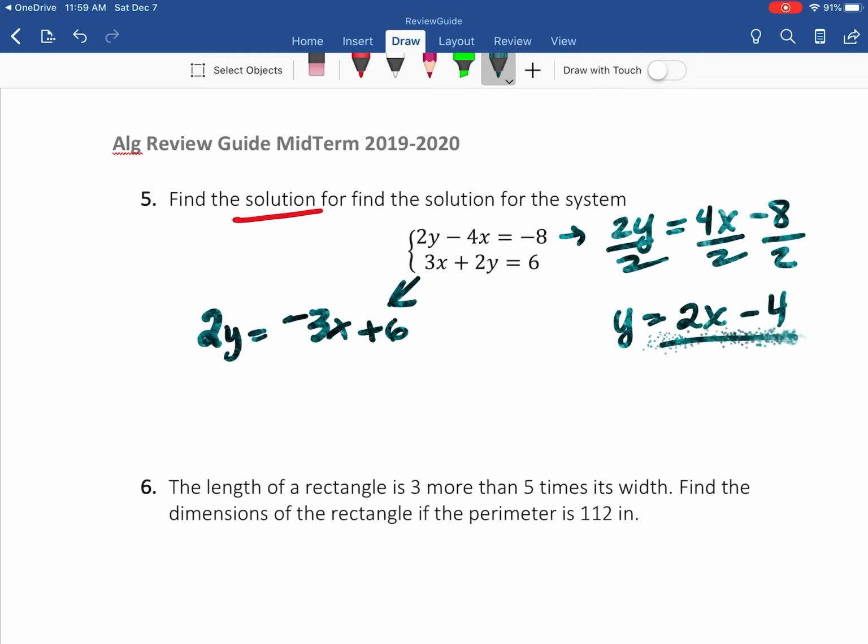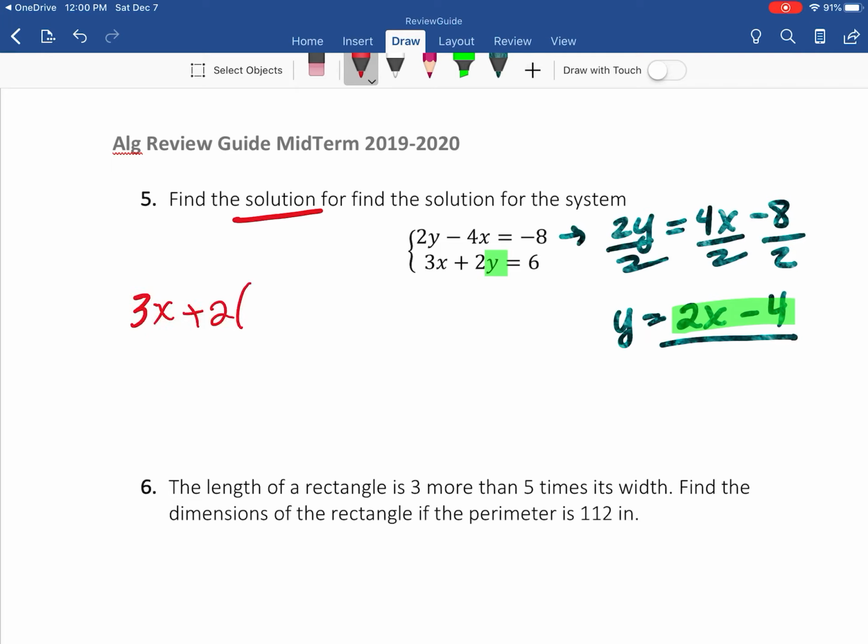If you use substitution, if we get to this point, I would substitute in for y. So let's go ahead and use substitution. If you want to go ahead and solve both and graph it, we can do that too. So I'm going to substitute this 2x minus 4 in for y here. So I'm going to rewrite my equation over here. So this is going to become 3x plus 2 times 2x minus 4. All right, and then that's going to be equal to 6.